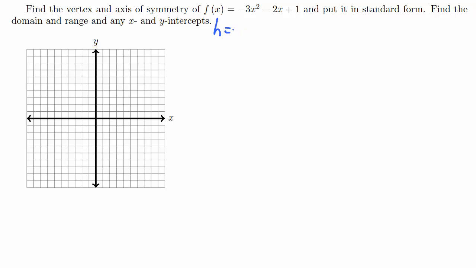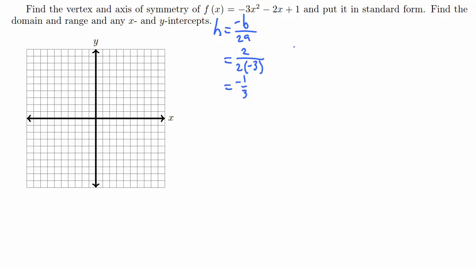Now, to do this, the first thing we want to do is find the vertex, which means we need to find h. And remember, h is simply negative b divided by 2a. B in this problem is negative 2, so this is going to give us a positive 2 over 2 times a, which is negative 3. So this is just 2 divided by negative 6, which is negative 1/3.